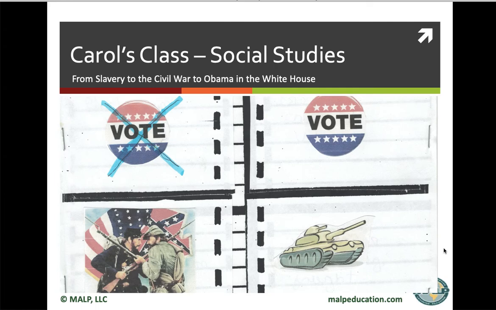So, by the way, when they did this, they were looking at slavery to the Civil War to Obama in the White House, this scope, the historical perspective. And her classes, her tasks went from simple to complex. All right, so let's take a look.